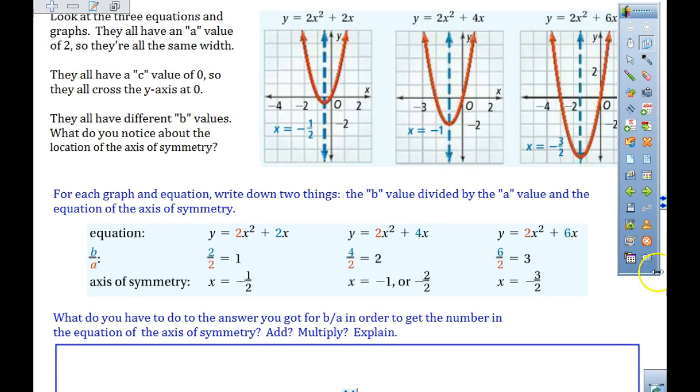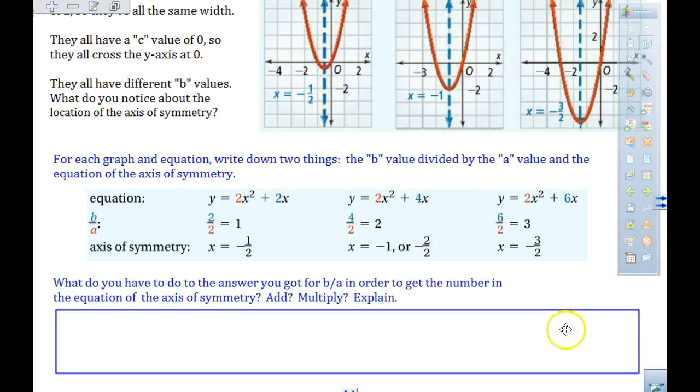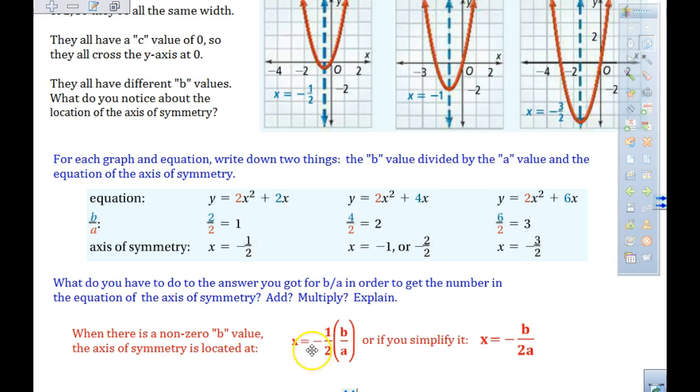So what they're looking for is for you to come up with what you do to answer the question when you get b over a, in order to get the number from the equation for the axis of symmetry. So what did we do to this number to get to -1/2, to get to 2, to get to -1, to get 3, to get to -3/2? What you want to write down in that part is: when there is a non-zero b value, meaning it's something other than 0, the axis of symmetry is always going to be located at x equals -1/2 times b over a.